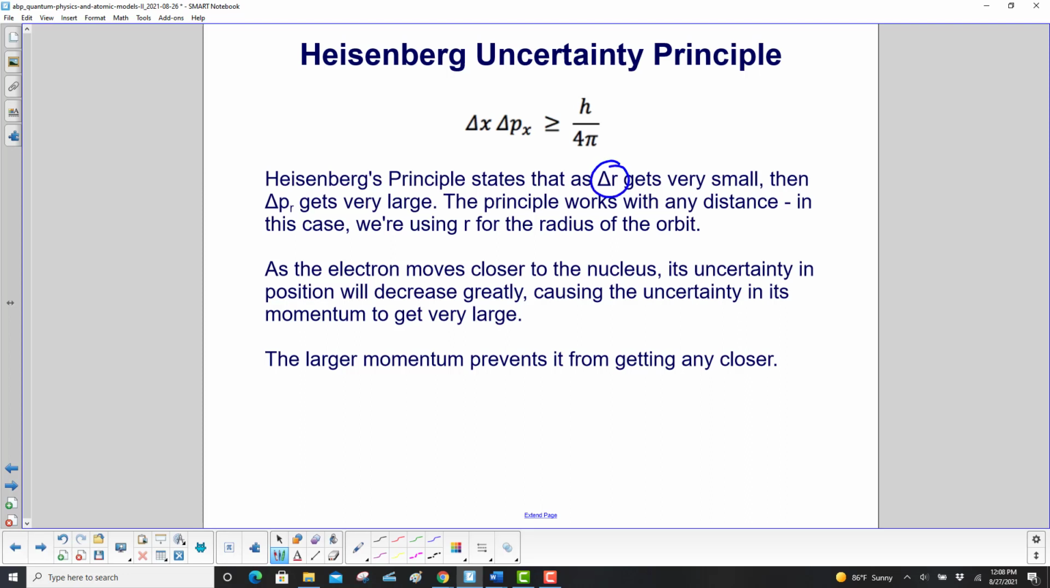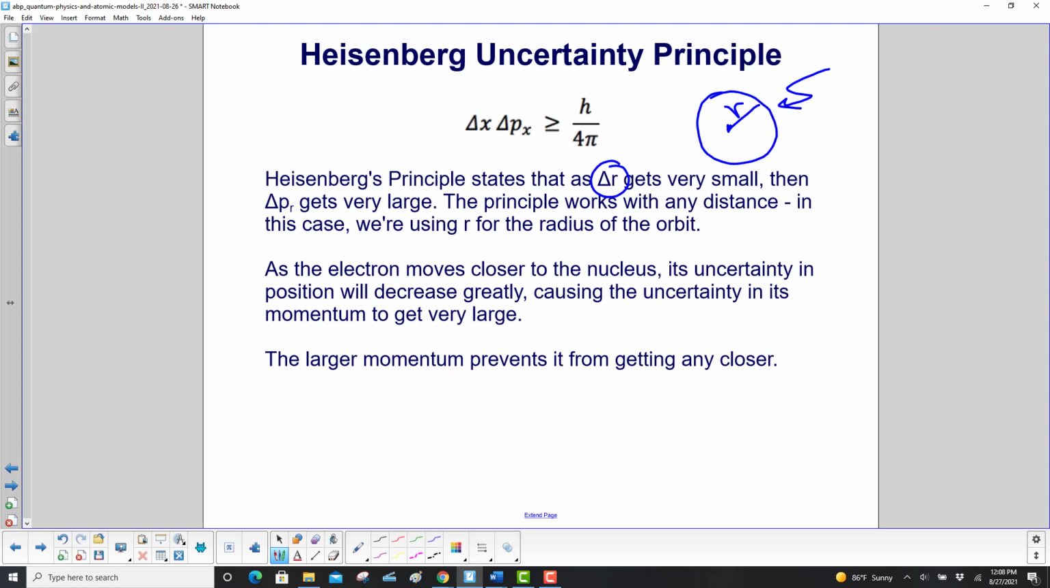Now what happened here? What happened to the x? Well, now instead of measuring in x and y coordinates, we're going to measure using r there. So as the uncertainty in the distance gets very small, then the uncertainty in the momentum gets very large. This principle works with any distance. In this case, we're using r for the radius of the orbit, like we showed right there.